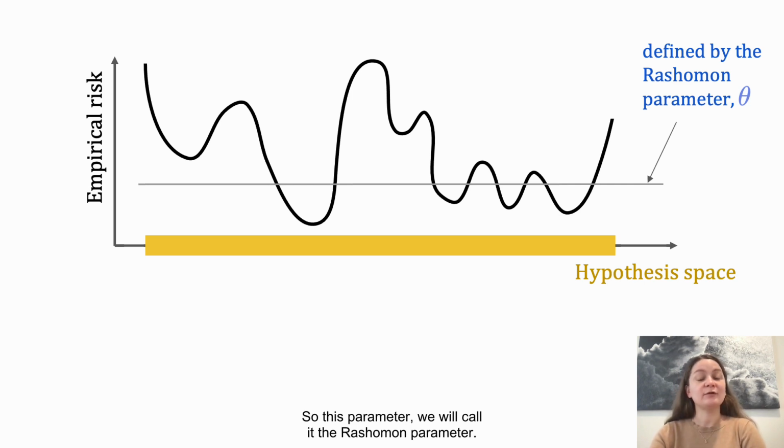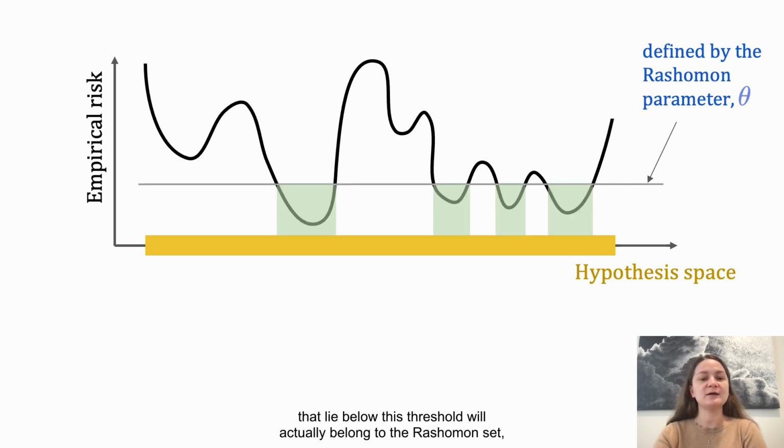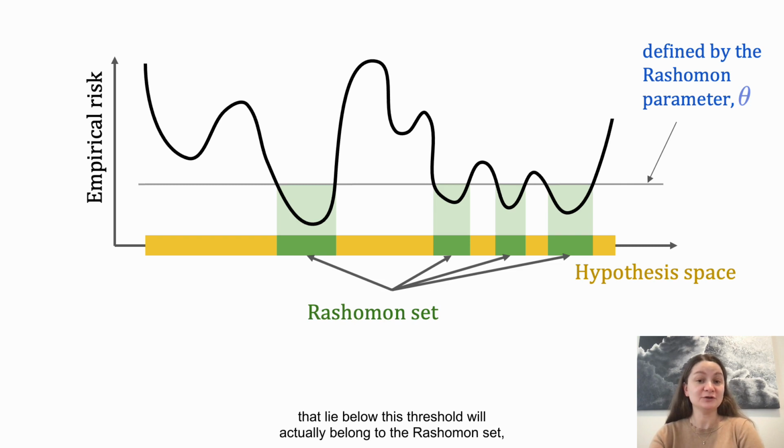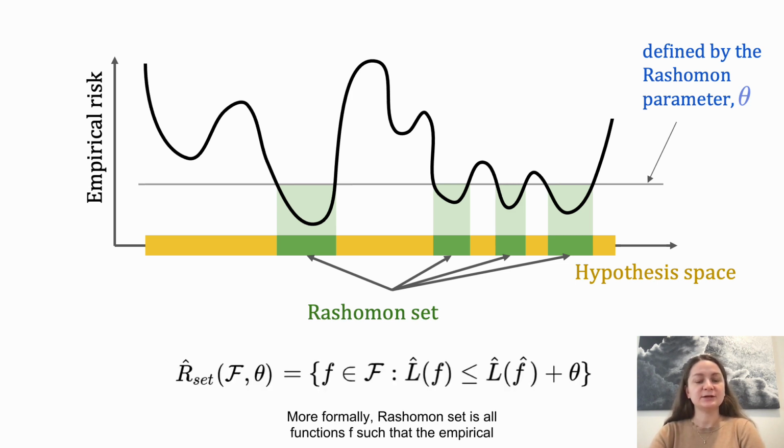We will call this parameter the Rashomon parameter, and it defines a threshold. All models that lie below this threshold belong to the Rashomon set, meaning that the Rashomon set is a set of models that all perform approximately equally well. As you see, it can contain models from multiple local minima or from one specific local minimum. More formally, the Rashomon set is all functions f such that the empirical risk of f is less than or equal to the empirical risk of the best model, the empirical risk minimizer, plus the Rashomon parameter theta.